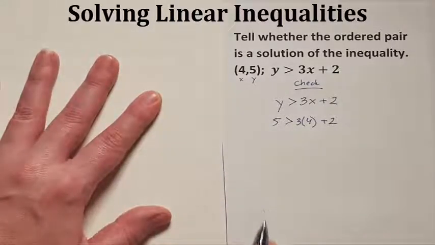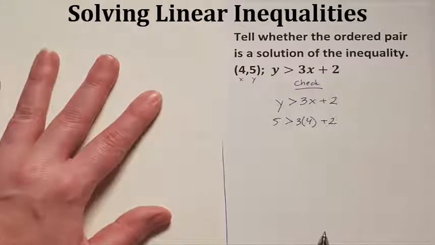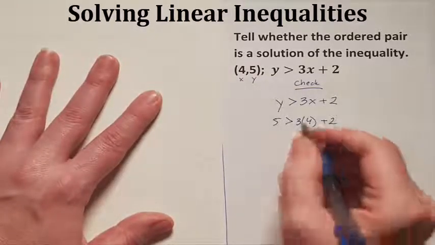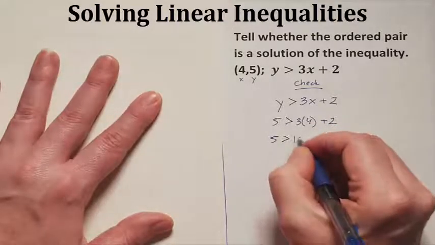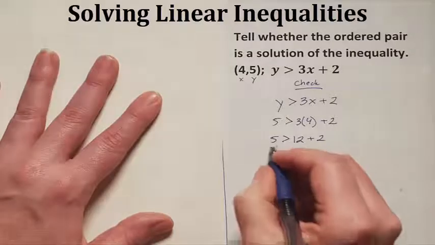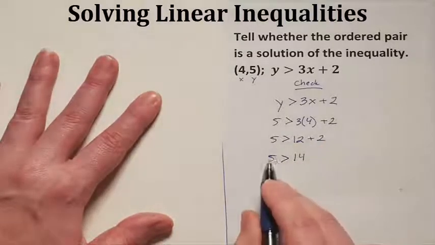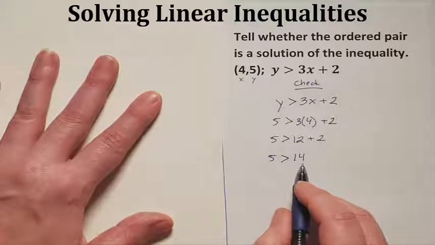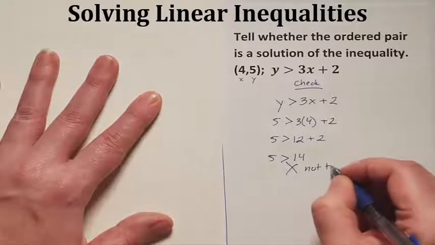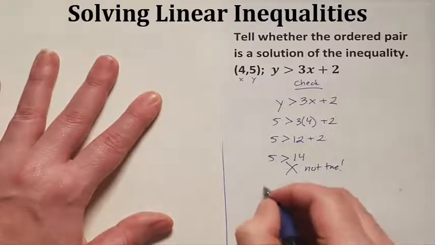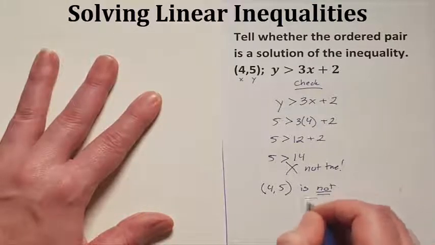You are checking. So you've got to solve the left all the way down until it's a number, solve the right all the way down until it's a number, and then check to see if the statement is true or not. The left is already 5, so it's 5 is greater than 3 times 4 is 12, so we have 12 plus 2. 5 is greater than 12 plus 2, which is 14. Is 5 greater than 14? 5 is not greater than 14, so this is not true. If the statement's not true, then you know that the coordinate point is not a solution.